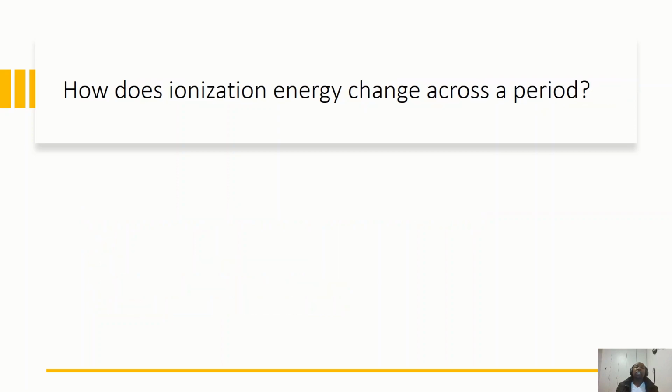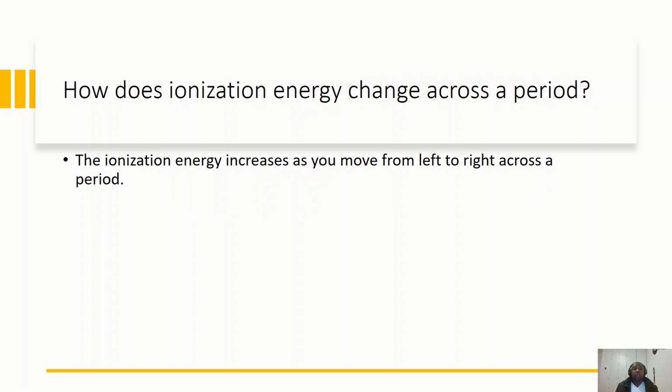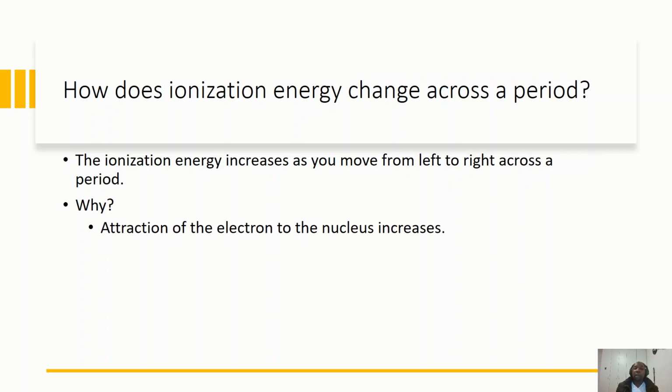So how does it change across a period? Ionization energy increases as you move from left to right across the period. I think we should be able to guess why before we even go to the slide. If you are moving from left to right, remember from the previous slide, you have more positively charged protons in the nucleus, which means more attraction. It's going to be attracting the electrons.